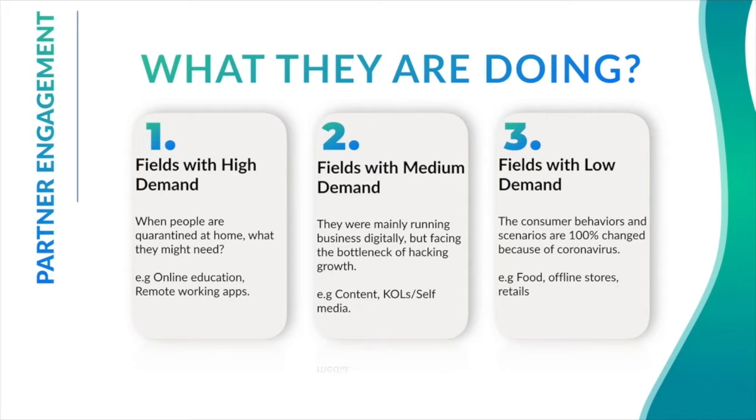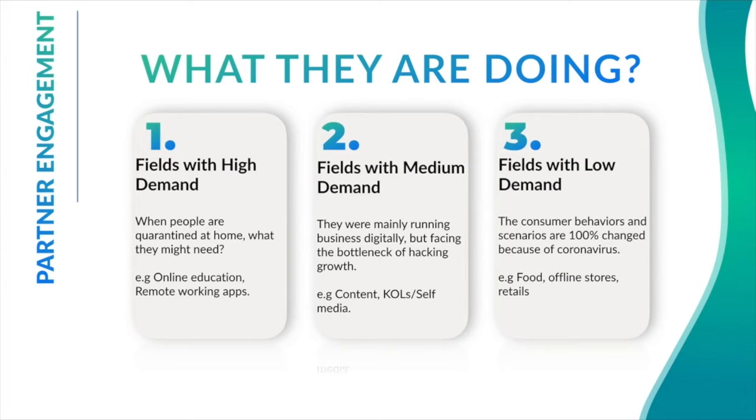The first part is the people who are working in the field with high demand. For example, online education, remote working applications, all of the services that can be used or that interest people when they are at home with family, so they have a very high need for that. And second would be the field with medium demand. Usually this is the field where the major business originally works online. If they are focusing on digital channels, all of their revenue stream comes from online channels.